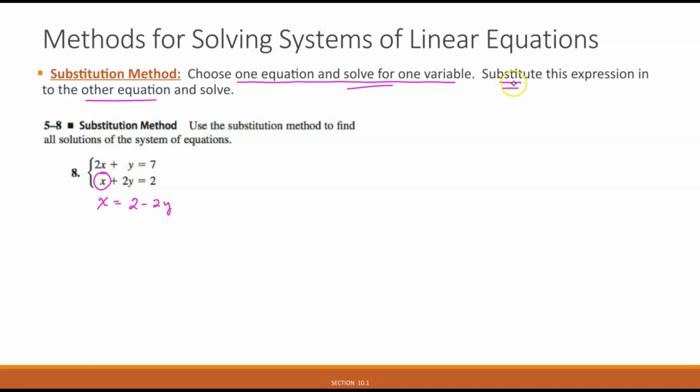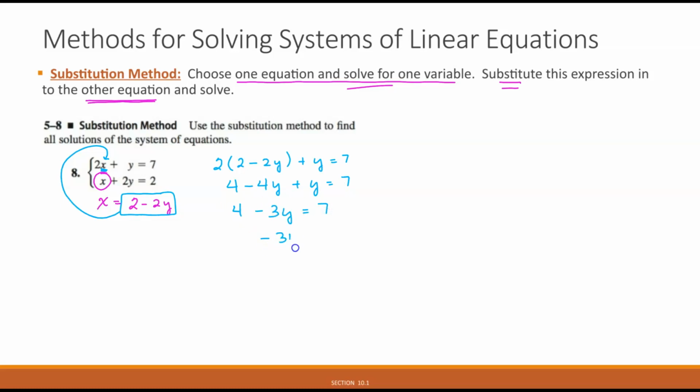Now we're going to substitute this expression into the other equation. So we're going to take this and substitute it in for x. That would leave us with 2 times (2 minus 2y) plus y equals 7. So that would be 4 minus 4y plus y equals 7. So we would have 4 minus 3y is equal to 7. If we subtract over that 4, 7 minus 4 would give us 3, and y would be negative 1. Okay, so far in our ordered pair, we know y is equal to negative 1.